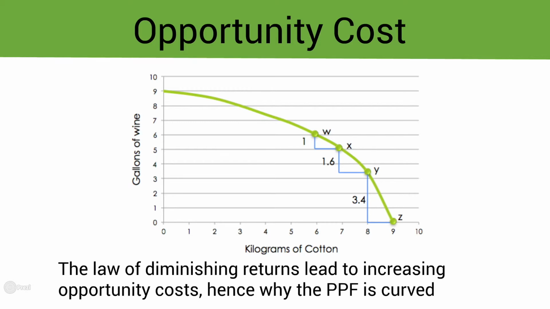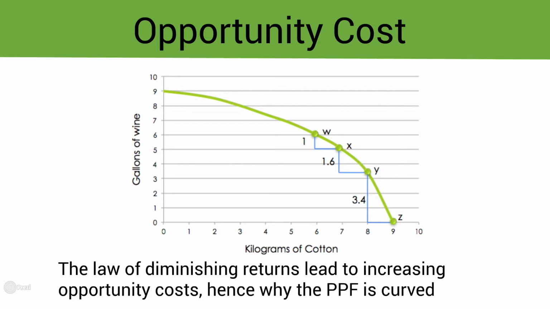So let's use the same example as before. Our economy is producing wine and cotton, and I've put 4 points on the diagram for us. We've got W, X, Y, and Z. I've chosen these points because there is a difference of 1 kilogram of cotton between them. At point W, we are producing 6 kilograms of cotton. At point X, it increases to 7. At point Y, it's 8, and at Z, it's 9 kilograms of cotton.